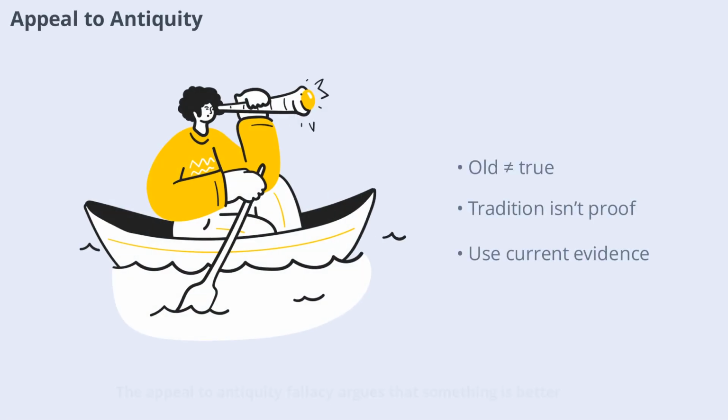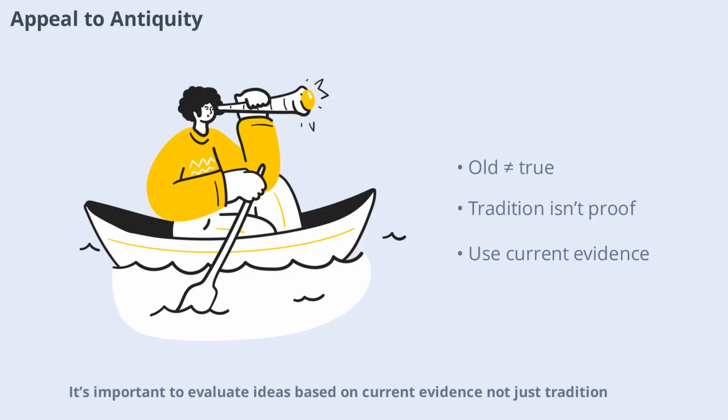The appeal to antiquity fallacy argues that something is better or true simply because it's old or has always existed. For example, this remedy has been used for centuries, so it must work. Age doesn't guarantee effectiveness. It's important to evaluate ideas based on current evidence, not just tradition.